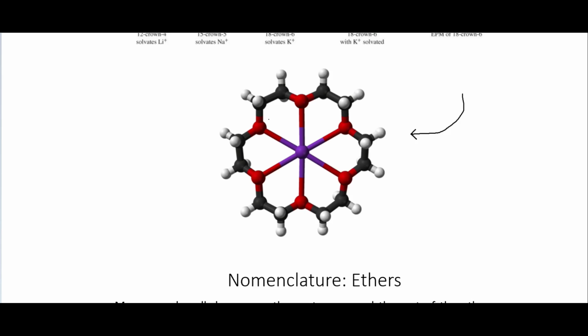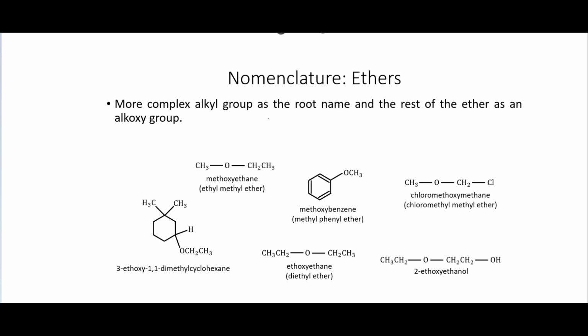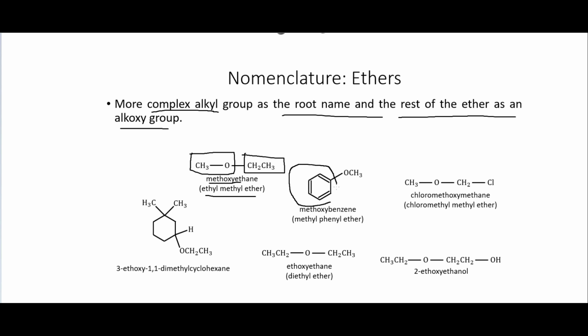And of course, when we go to a new functional group, we have to learn some new nomenclature. So for ethers, what we do is have the more complex alkyl group as the root name, and then the rest of the ether as an alkoxy group. So we treat the smaller version as sort of a substituent on the larger chain. So for instance, what we often call ethyl methyl ether would actually be called methoxyethane. So this is our methoxy group right here. This is our ethane right here. So methoxyethane. Similarly, we have the benzene ring right here, then this methoxy group, so methoxybenzene.